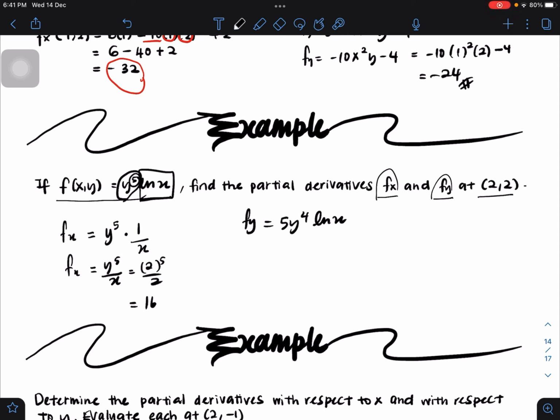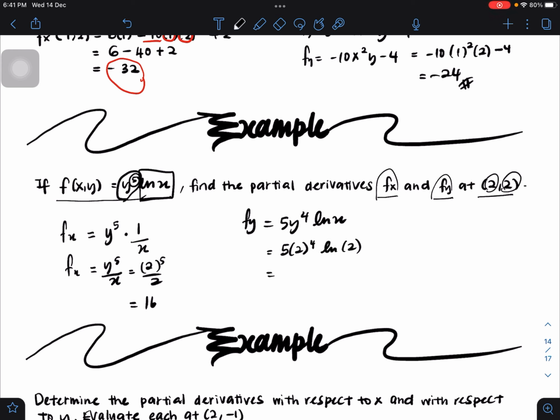5y to the power of 4. So this is your partial derivative because we only differentiate y. We are not disturbing x. Okay, so substitute the value of x equal to 2, y equal to 2. So what you will have here is 5, 2 to the power of 4 ln 2.